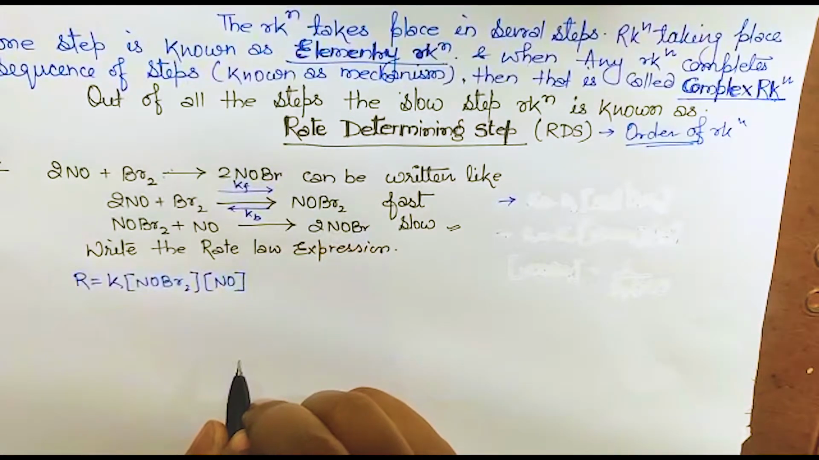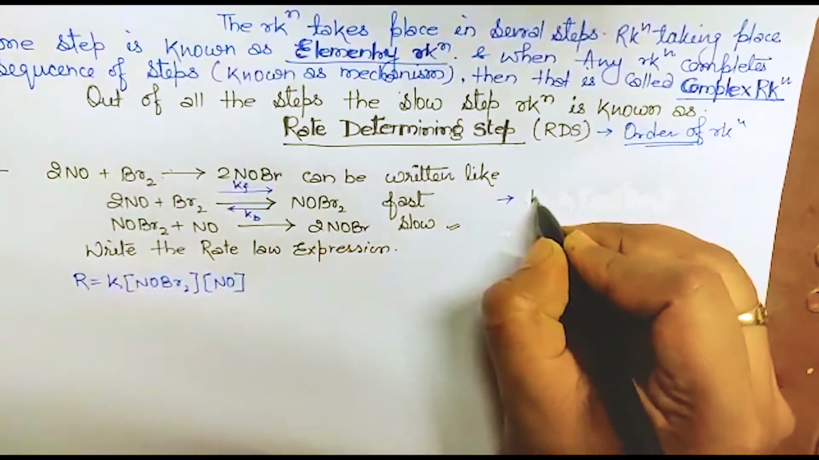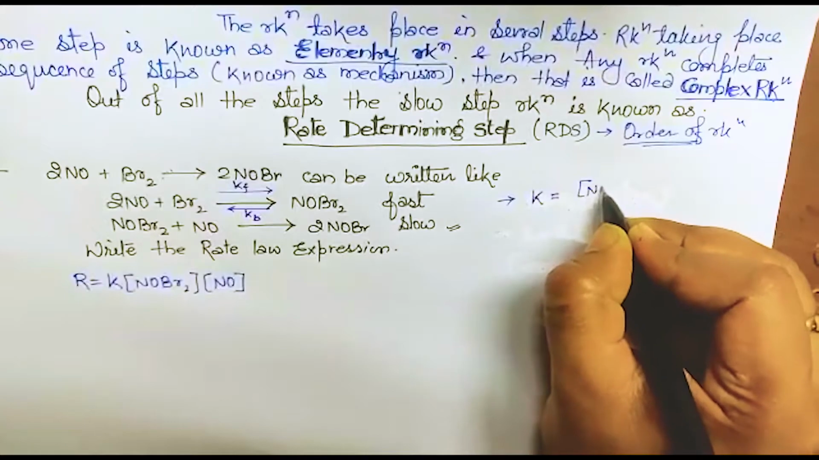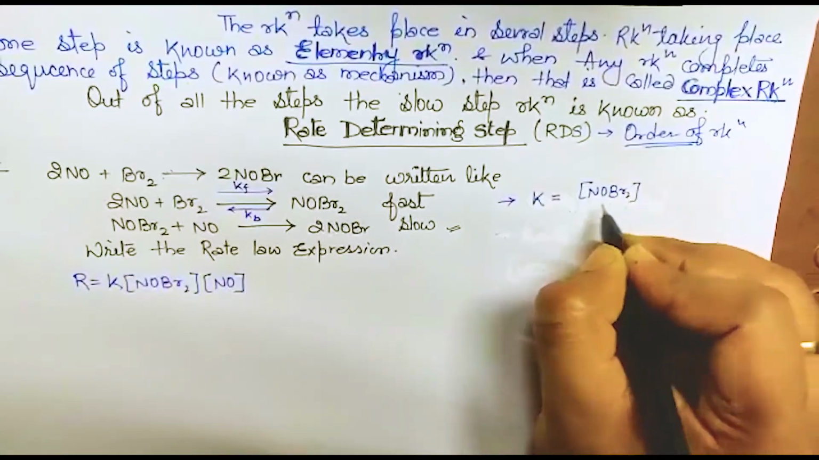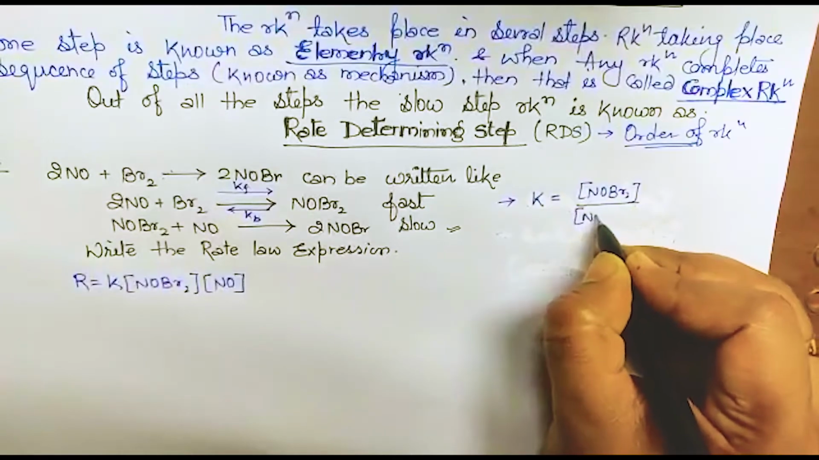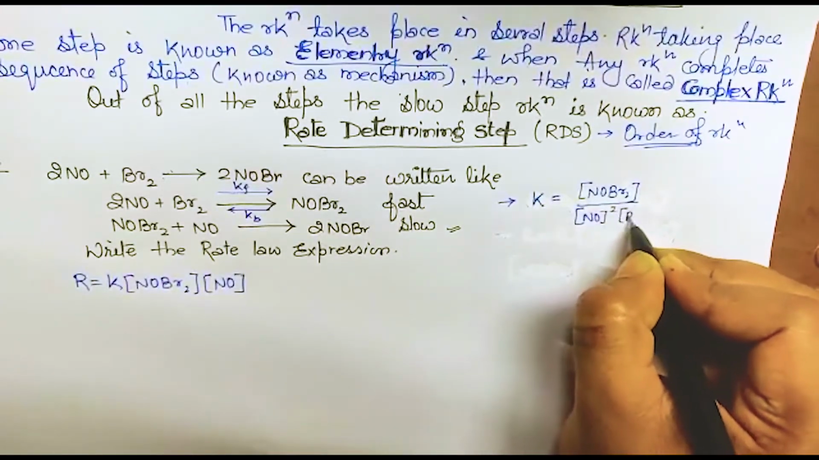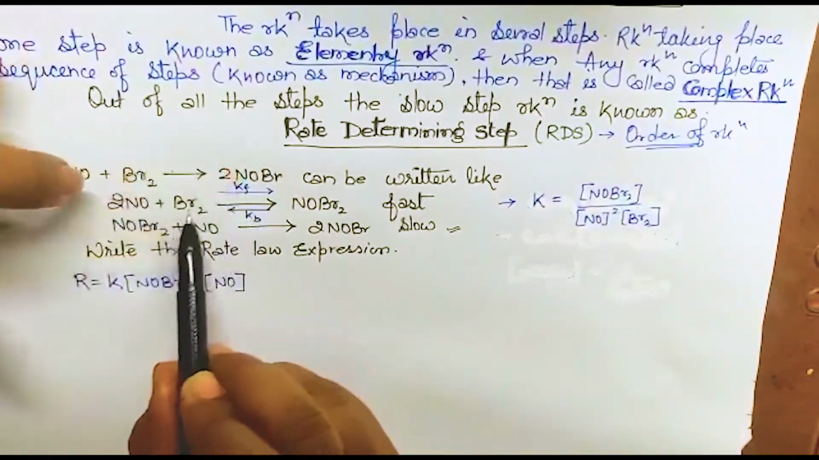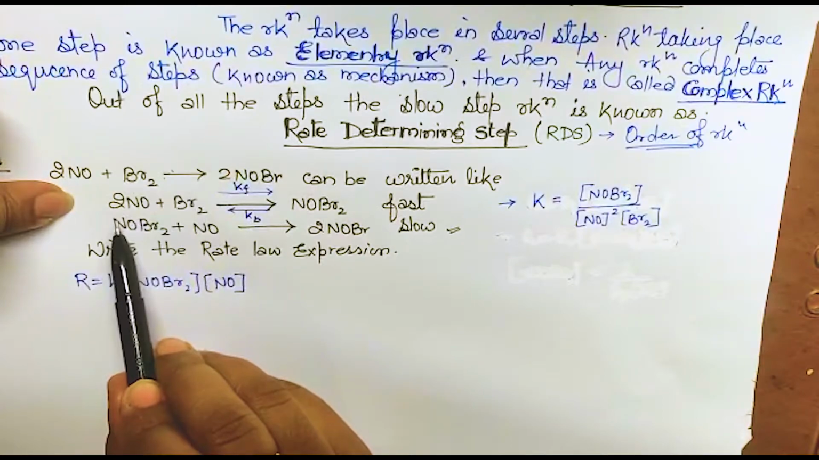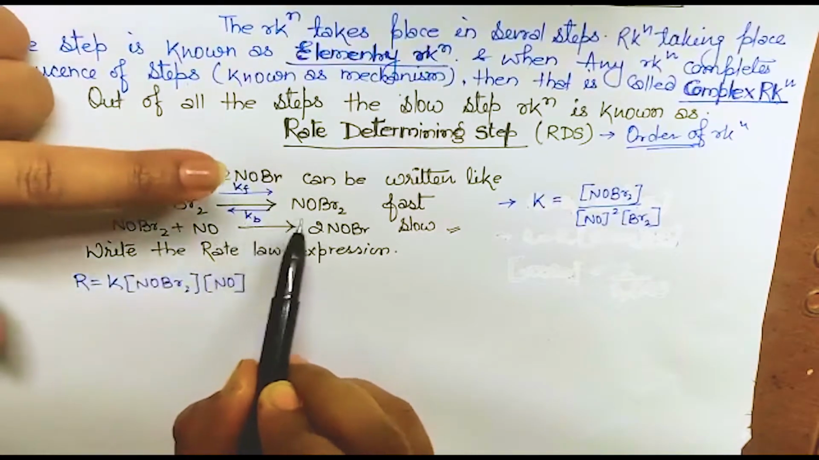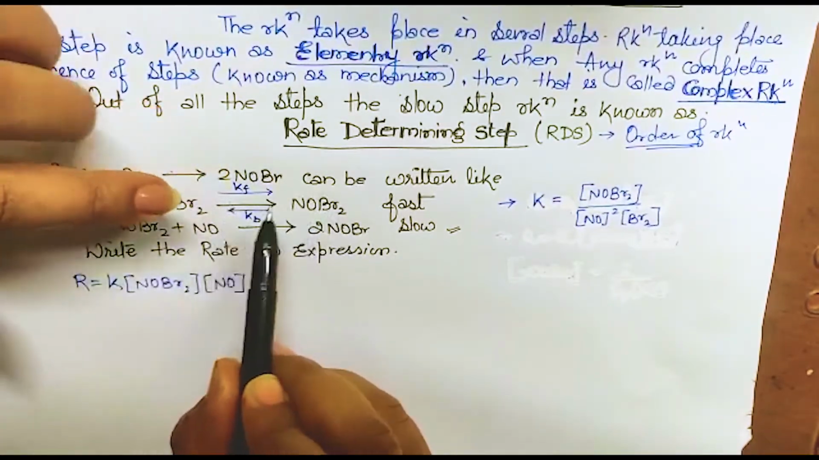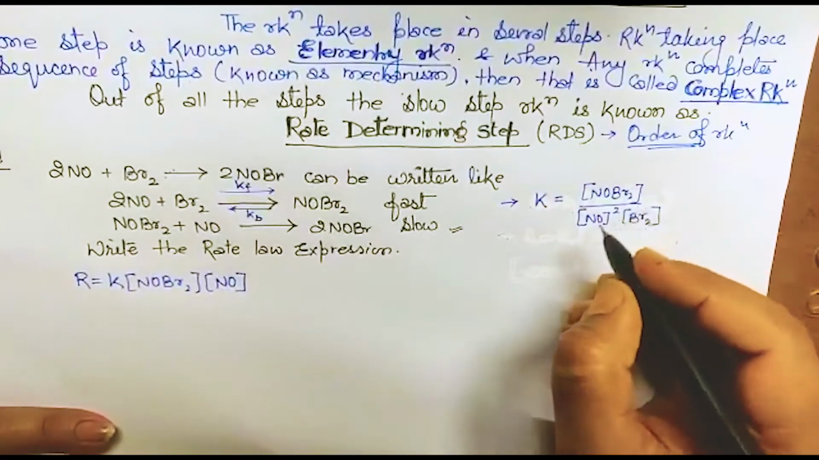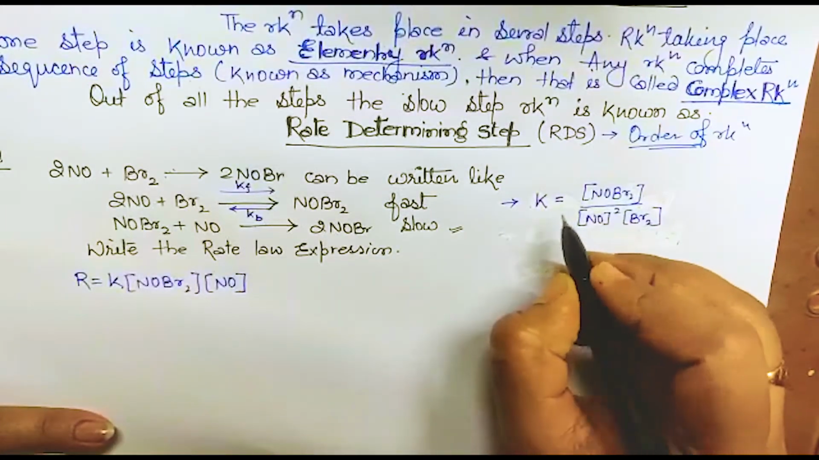So Kf upon Kb, we know that, and that is equal to K, isn't it? So can we write that K is equal to product upon reactant concentration? Just remind the class 11th equilibrium part for this. Kf is equal to what? For Kf, this is the concentration, this is the reactant, isn't it? And for backward, this is the reactant, and Kf upon Kb, you will get this, isn't it? So like this. So if we assume this is K1.